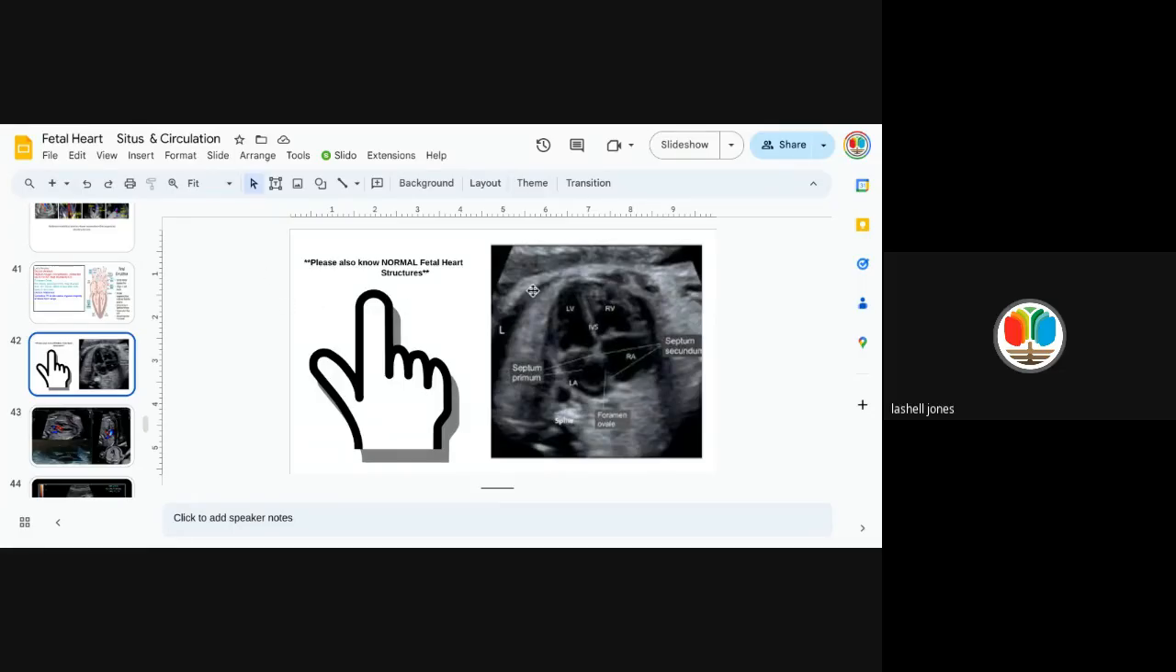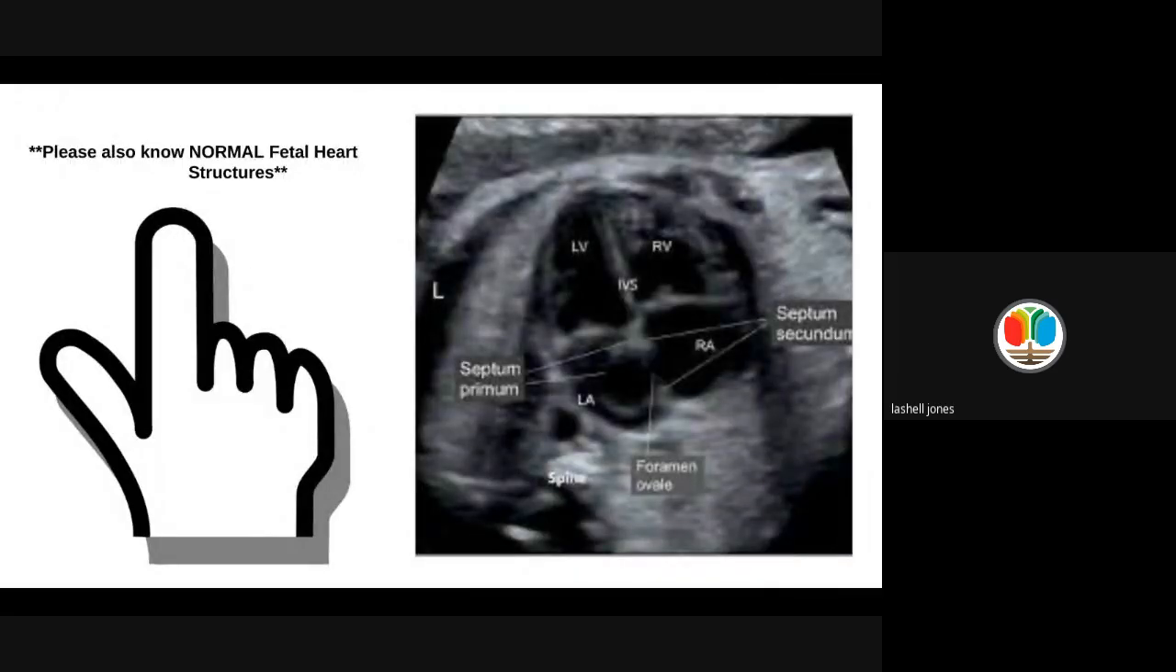Hello. Today we're going to discuss normal fetal heart structures. So we're just picking back up where we left off from the last lesson, and then we're going to do a quick recap on fetal situs. All right. So let's first start with this four-chamber view.